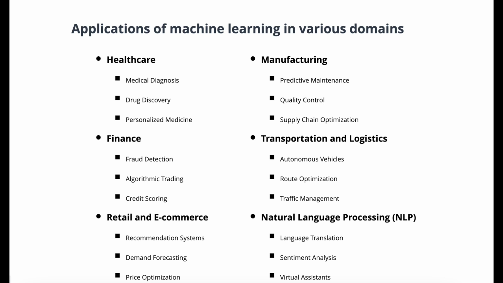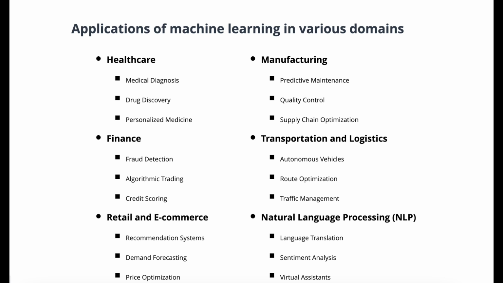Retail and e-commerce. Recommendation systems. ML algorithms analyze customer behavior and preferences to provide personalized product recommendations, enhancing the shopping experience and increasing sales. Demand forecasting. Machine learning models predict future demand for products based on historical sales data, optimizing inventory management and supply chain operations. Price optimization. ML techniques analyze market dynamics and customer behavior to optimize pricing strategies and maximize revenue.